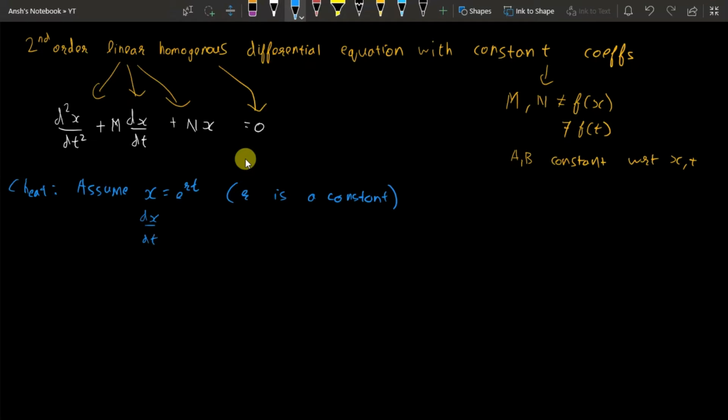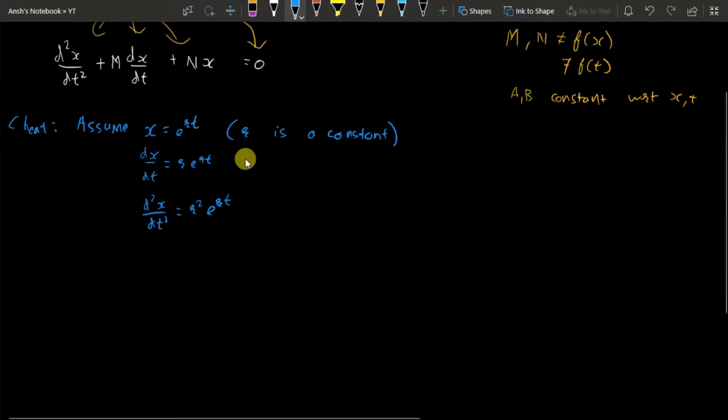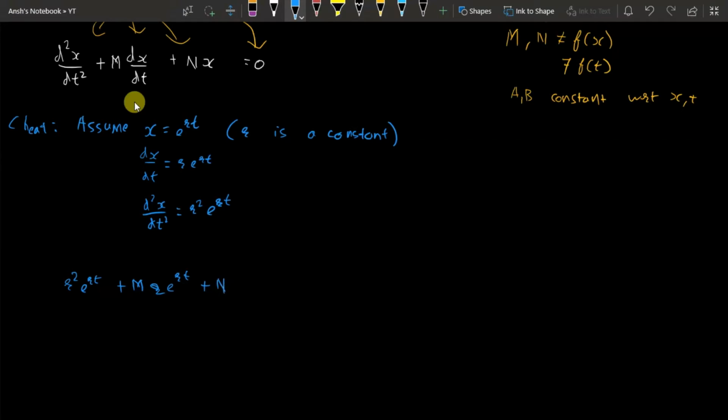But once we know that x is equal to e raised to rt, we can also know that dx by dt would be equal to r e raised to rt, and then d square x over dt square would be equal to r square e raised to rt. And then substituting the values of x, dx by dt, and d square x over dt square in the differential equation that we have, we get r square e raised to rt plus m r e raised to rt plus n e raised to rt is equal to 0.